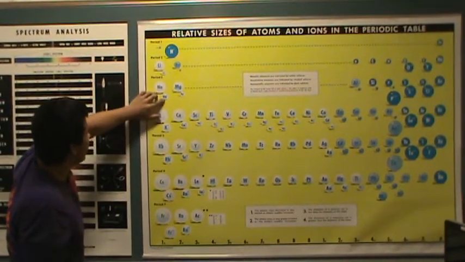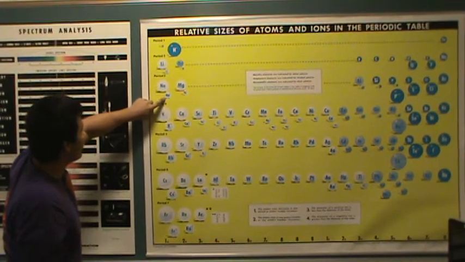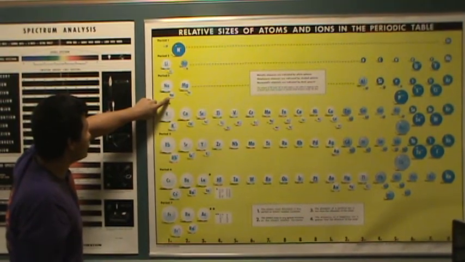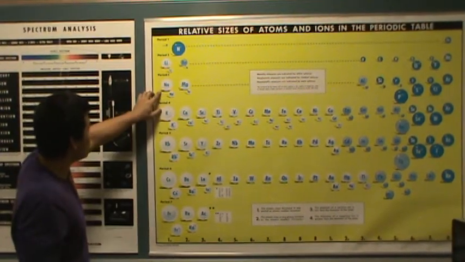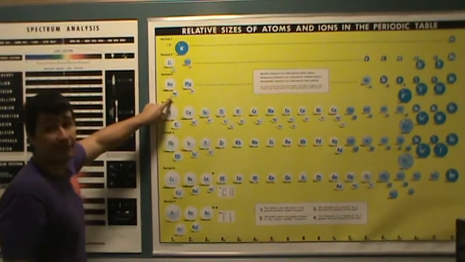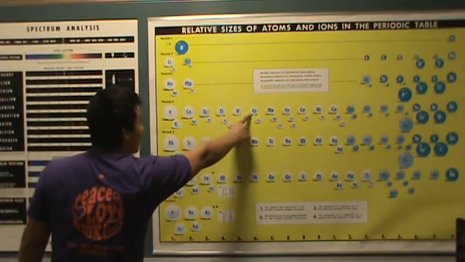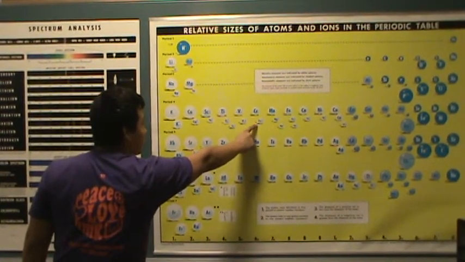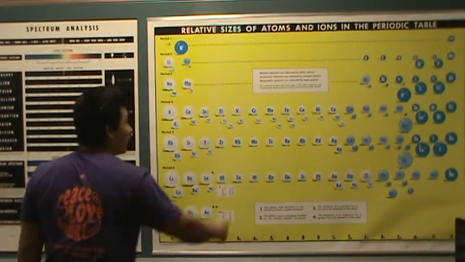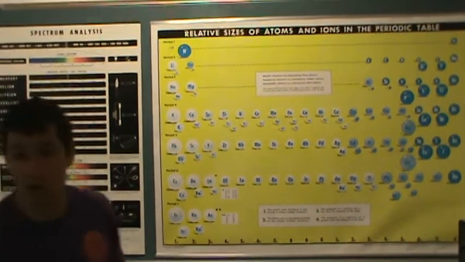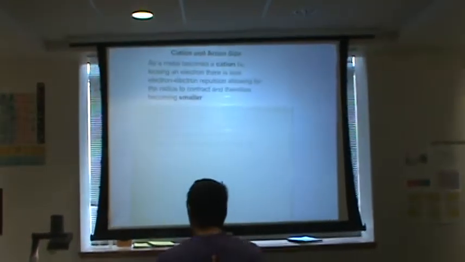When it loses an electron, the pull from the nucleus is going to be strong enough to shrink it. So it goes from 1.86 picometers to 0.95 picometers. And that trend is true for all the cations. Chromium goes from 1.25 to 0.84 where it becomes chromium 2 plus and such. So the higher the positive charge, the smaller the atom becomes.